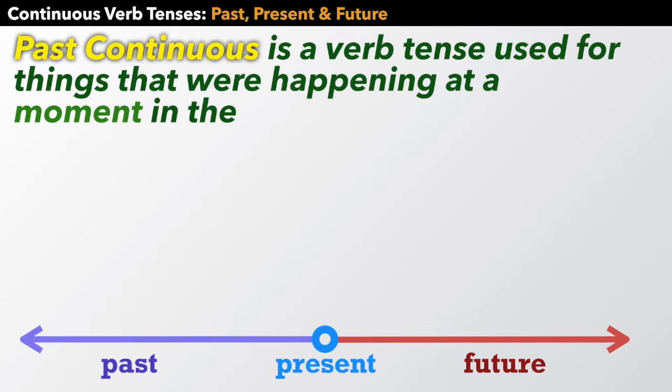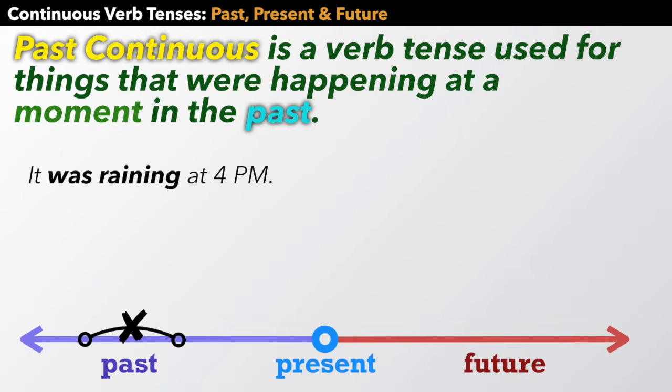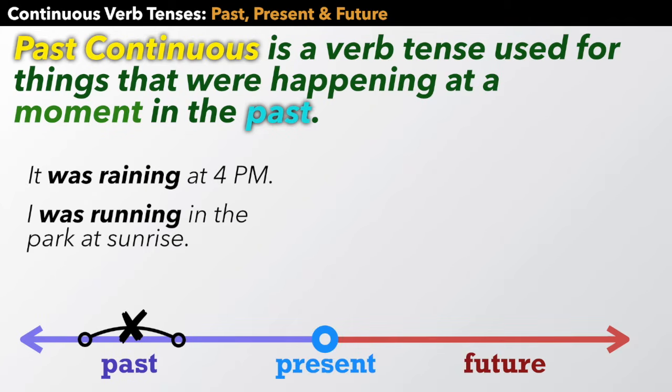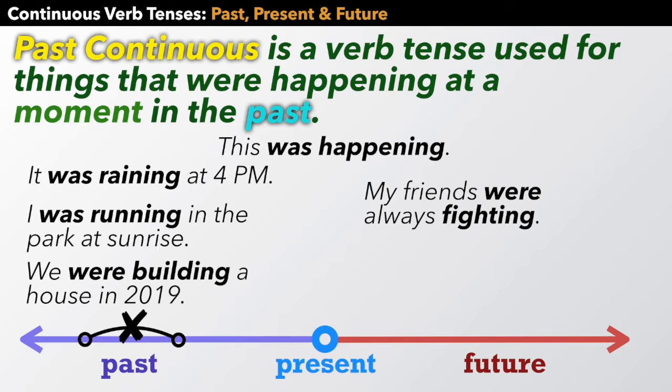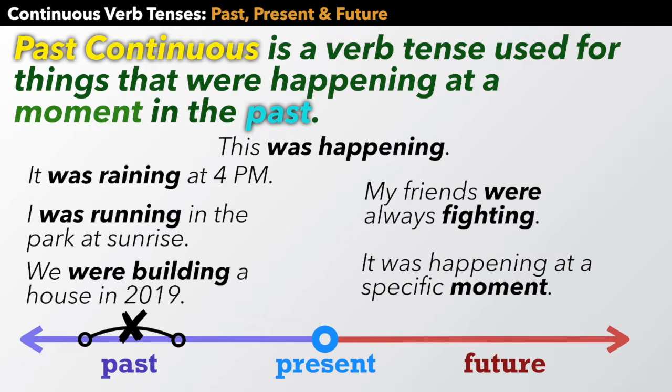Past continuous is a verb tense used for things that were happening at a moment in the past, of course. It was raining at 4 p.m., that moment. I was running in the park at sunrise. We were building a house in 2019 at that time. This was happening. My friends were always fighting. This can also be used for things like habits or things that happened a lot. It was happening at a specific moment.